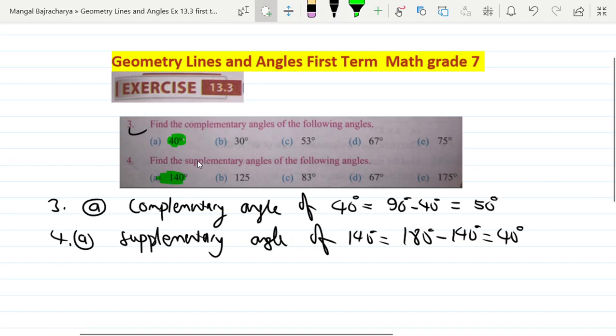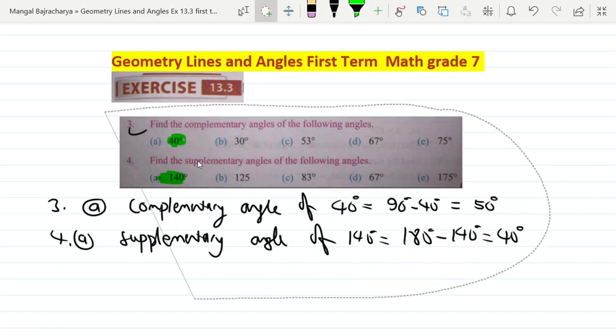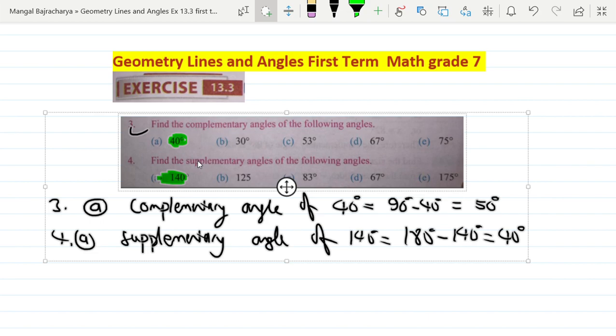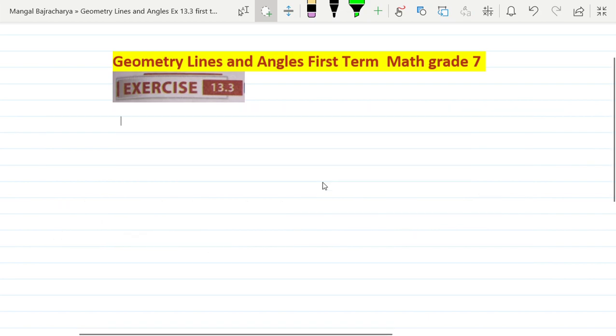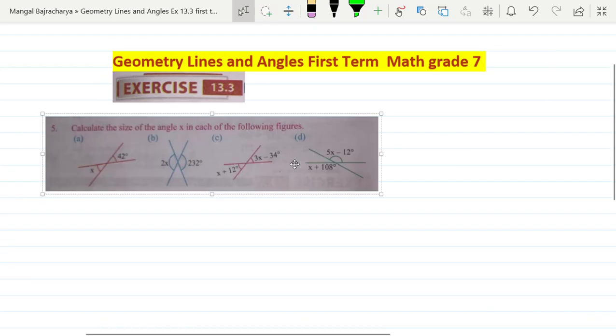So I erase this first. Okay, number now 5. Let me copy the question first here. Okay, so here number 5.